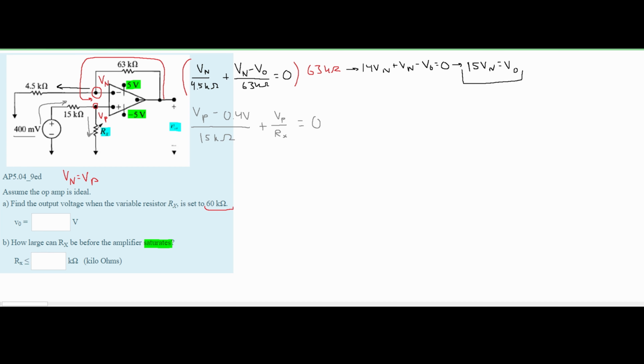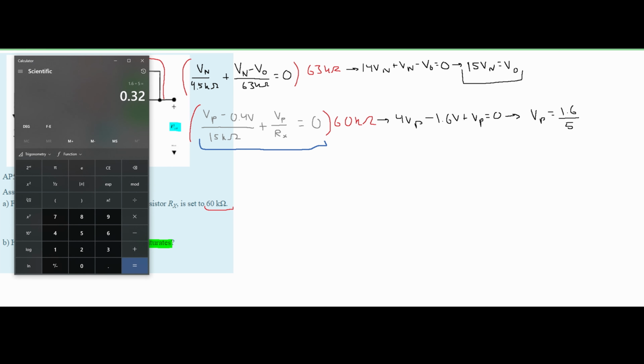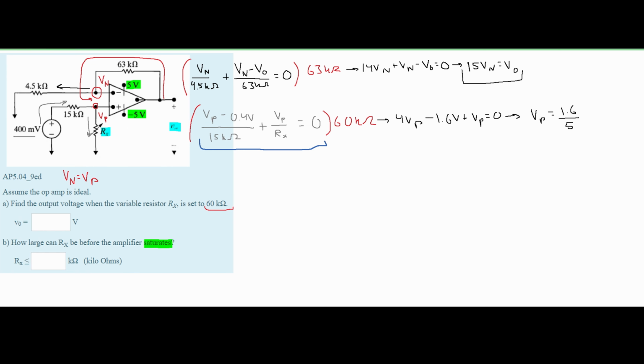Now we can plug in our Rx. We should make a note though of this formula right here. This formula is something we are going to have to use later for part B. So just keep that in mind. But to simplify this one, I'm going to multiply everything by 60 kilohms. This will give me 4 Vp minus 1.6 plus Vp, which is equal to 0. When we combine like terms, we're going to get 5 Vp is equal to 1.6 volts, or we can just say Vp is equal to 1.6 divided by 5. We're going to get 0.32 from this. So we know that our Vp is equal to 0.32.